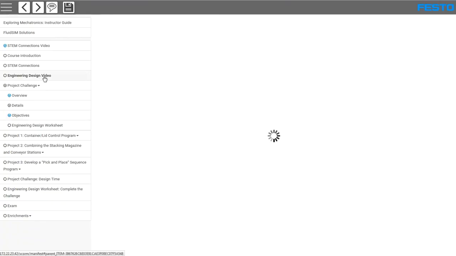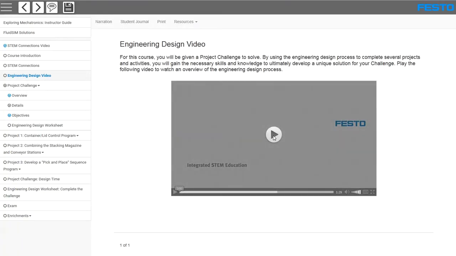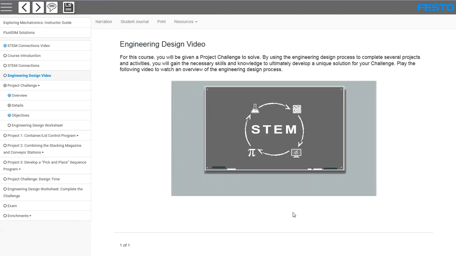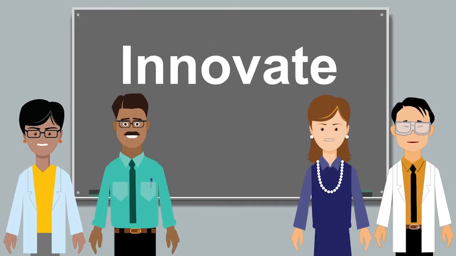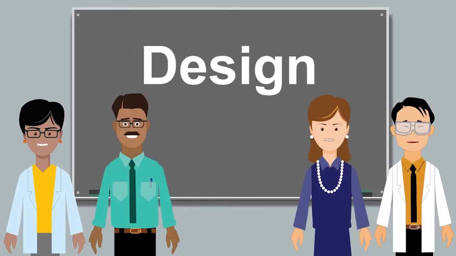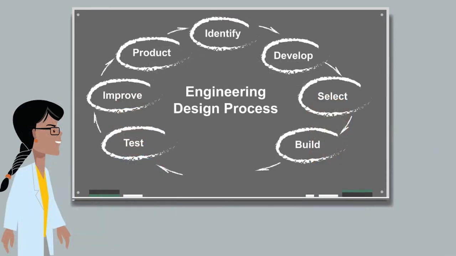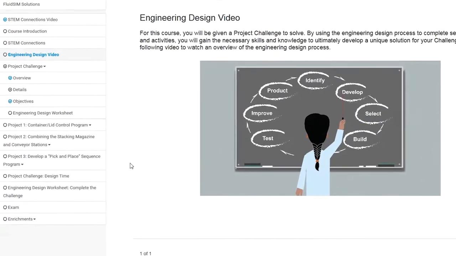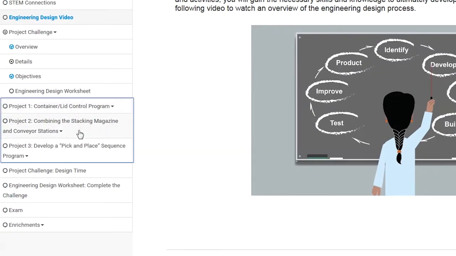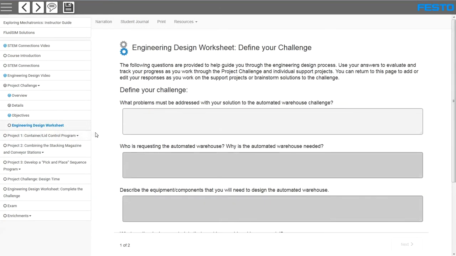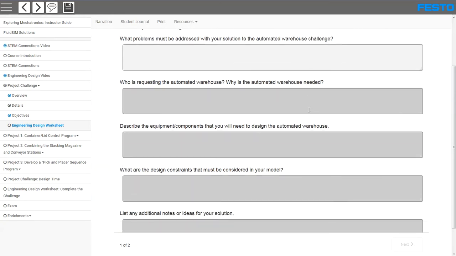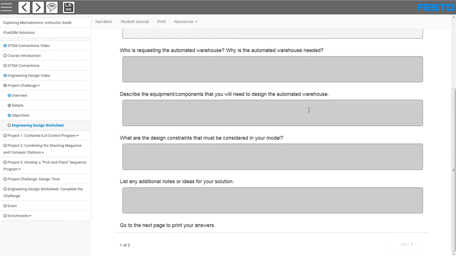After being introduced to the project challenge, students progress through the course by completing support projects using the engineering design process. Engineers use science, technology, and math to innovate, explore, design, and create. They use the engineering design process. The support projects are where they build the knowledge and skills necessary to ultimately develop their solution for the project challenge. As learners navigate down the path, an engineering design worksheet is used to document and monitor their progress.